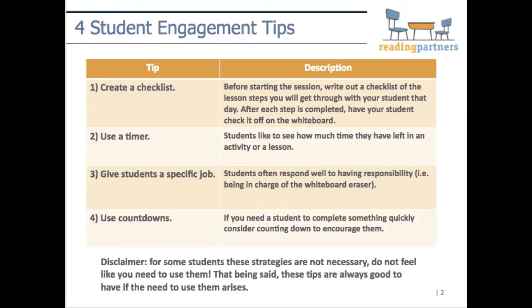Tip 4. Use countdowns. If you need a student to complete something quickly, consider counting down to encourage them. This is a bit different than using a timer, which we use to show the student how much time they have left on a particular piece of the lesson. A countdown, which involves verbally counting down for 10 to 20 seconds, is used to have a student complete a task quickly. For example, if you want a student to erase the whiteboard or clean up materials on the desk, give them 10 seconds to do so. This will encourage them to move quickly in a fun way.